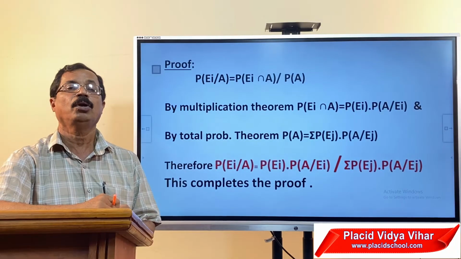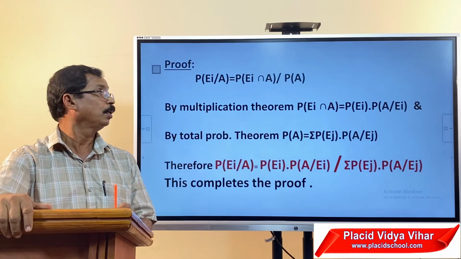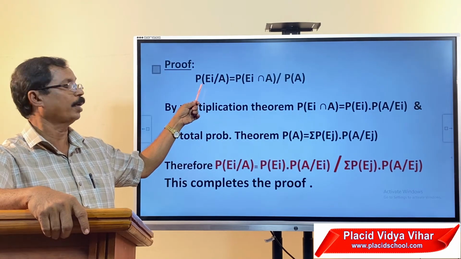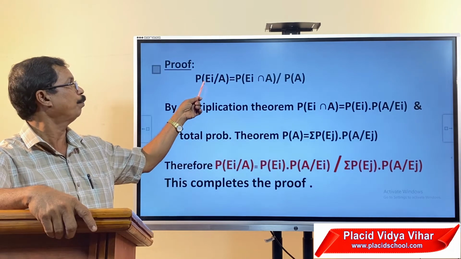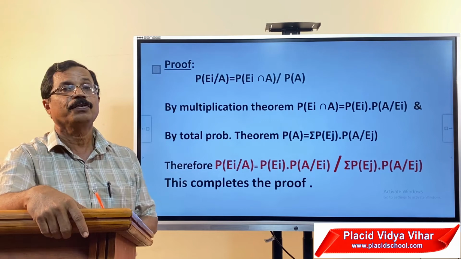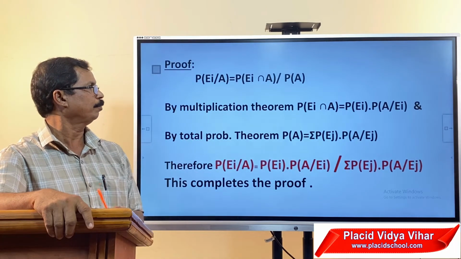Okay. Now let us come to the proof of Bayes' theorem. The proof is very simple. Look at this. You know the definition of conditional probability, how to write P of A given B. Here also P of Ei given A is nothing but P of Ei intersection A, the whole divided by P of A.